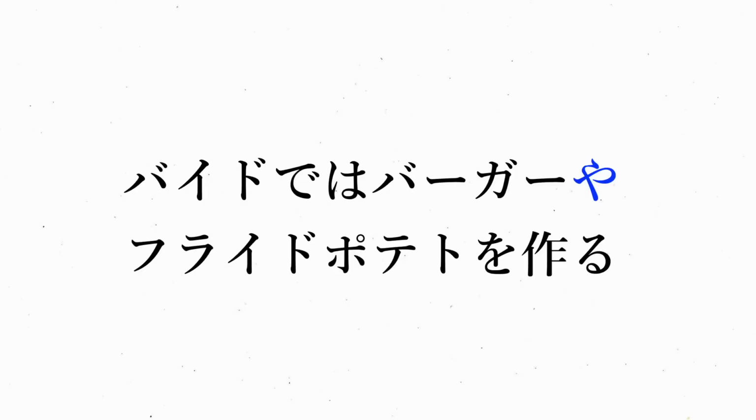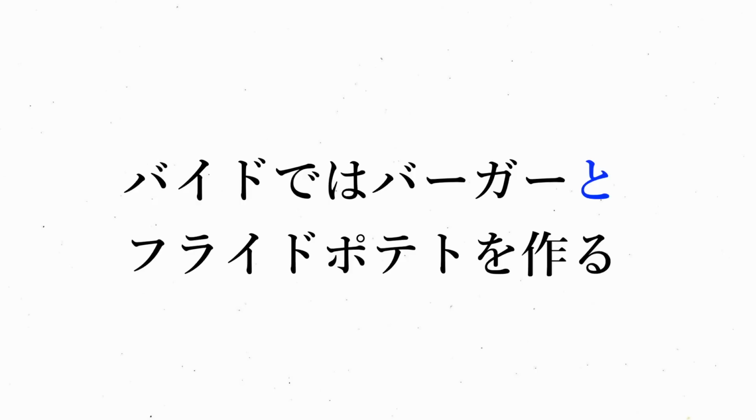The particle ya is for incomplete lists. This one's very easy and straightforward. This entry is going to be super short. バイトではバーガーやフライドポテトを作る. At work, I make things like burgers and fries. The reason why I use ya here is because if I use to, that is an exhaustive list. If I say バーガーとフライドポテト, I'm saying that the only things I make at work are burgers and fries. I make other things that aren't burgers and fries, but the most prominent things that I make are burgers and fries. So that's why I say バーガーやフライドポテト.